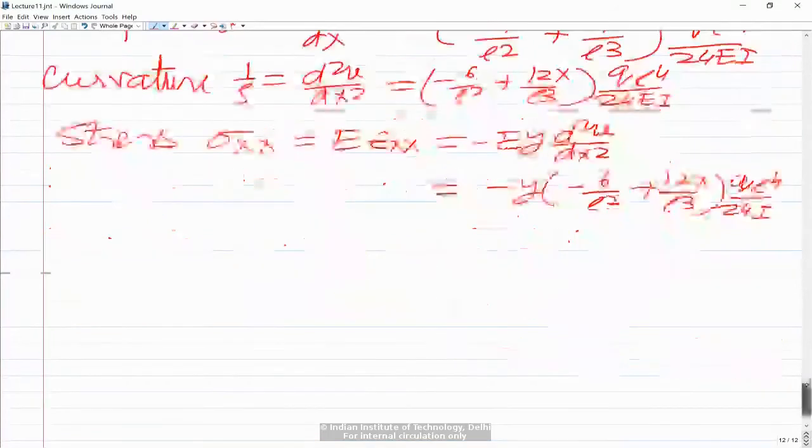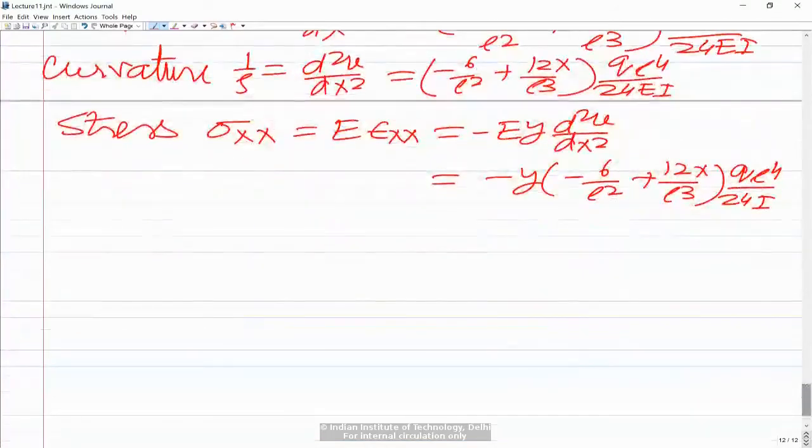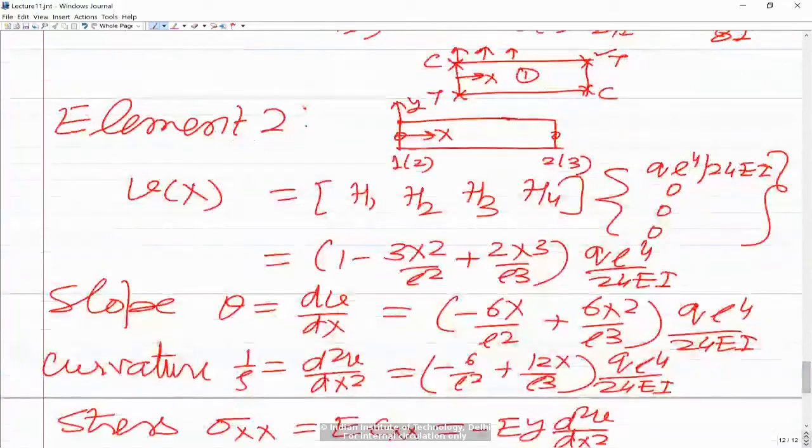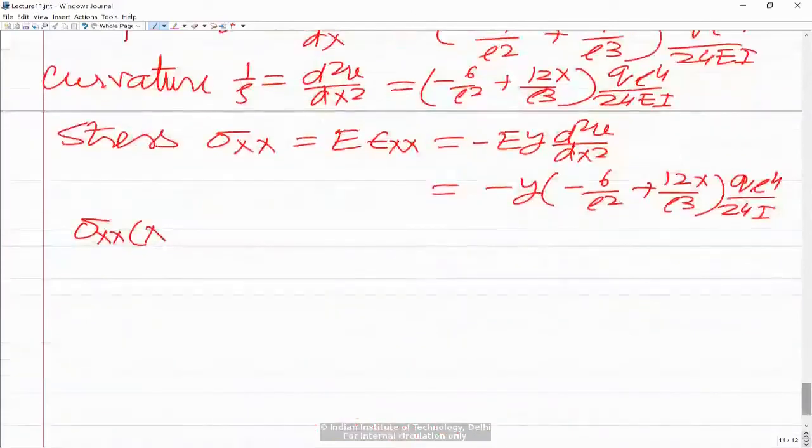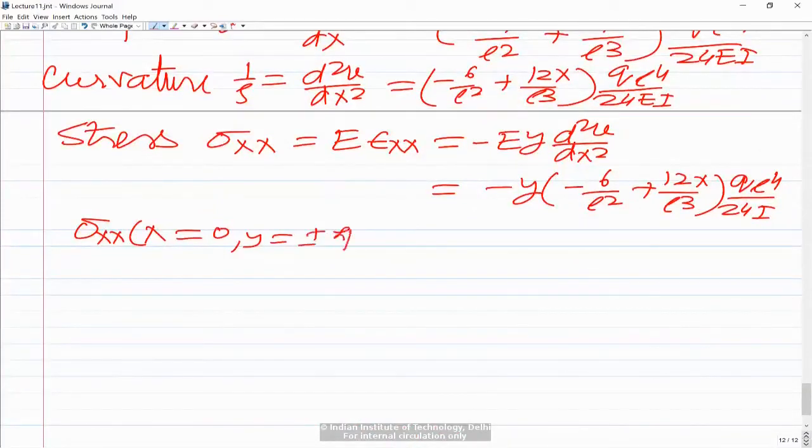Again, now you can calculate the stresses at top and bottom, left of the element, right of the element. So if we calculate sigma xx at x equal to 0, now when you say x equal to 0, it is actually this point. That is actually the center of the whole beam, because the left node of the second element is the center of the beam, as we have discretized the whole beam into two elements. So at x equal to 0, and again either top or bottom, y equal to plus or minus h by 2. The y coordinate for the top surface is plus h by 2, and for the bottom surface, it is minus h by 2.